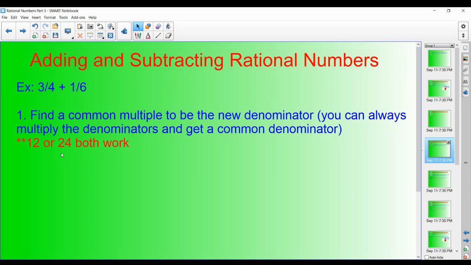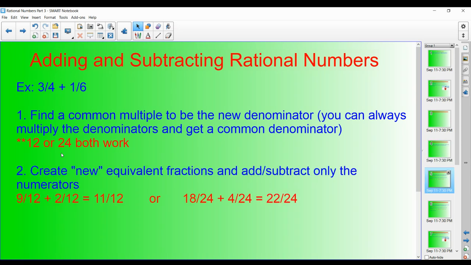So now what I've got to do is make new equivalent fractions. You can call it unsimplifying. So 3/4 becomes 9/12, and 1/6 becomes 2/12. Or we can do 24ths. So 3/4, you multiply both numerator and denominator by 6. And 1/6, you multiply both numerator and denominator by 4. And you get 18/24 and 4/24.